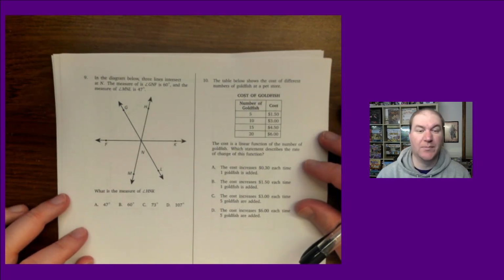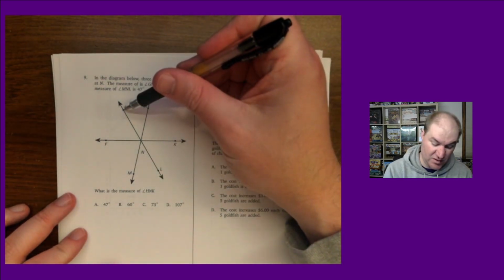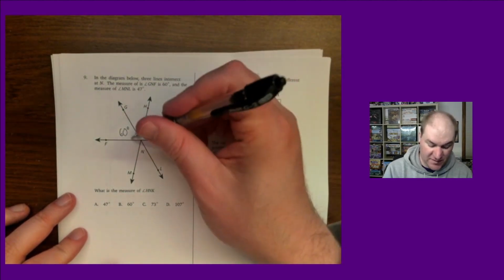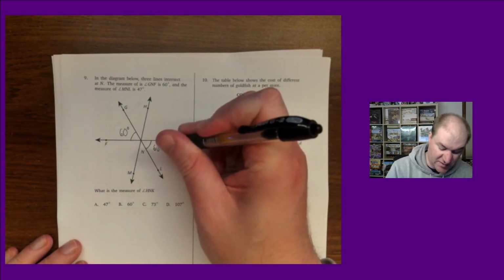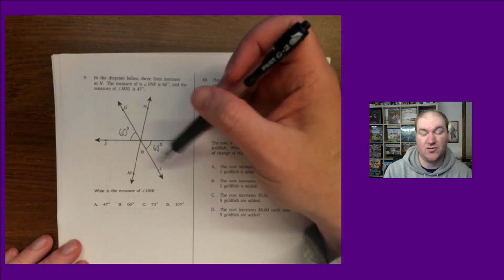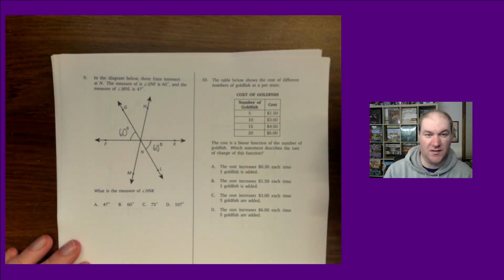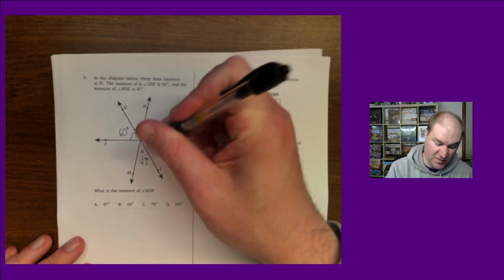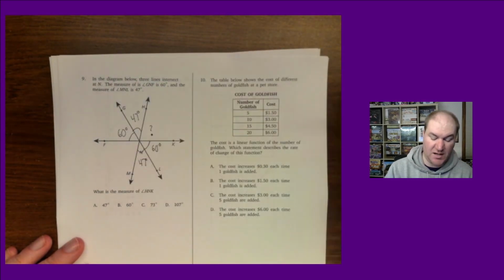Number 9, in the diagram below, the 3 lines intersect at N. GNF measures 60 degrees. If this is 60 degrees, then the vertical angle across from it is also 60 degrees. Remember, when you make 2 lines intersect, the X shape creates 2 sets of congruent angles. They're angles that are the same. So these are both 60 degrees. MNL is 47. That means this one's also 47. And they want to know the measure of HNK, which is right there.